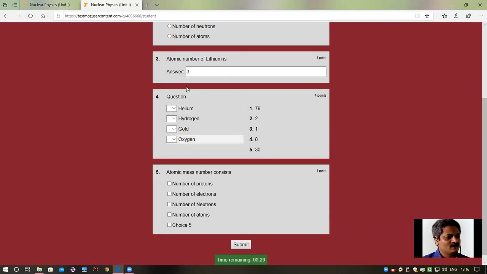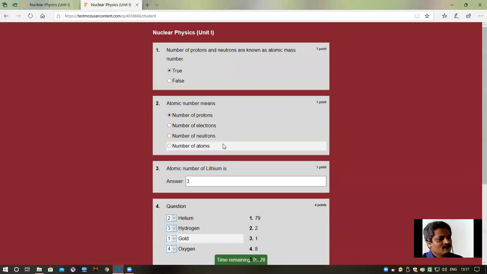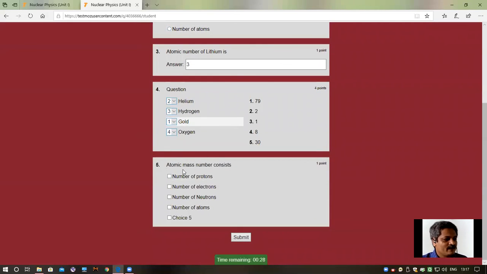Helium, this column is also shuffled. Atomic number of helium is 2. That answer is 2. Hydrogen is 1, that is on 3. Gold is 79, that is 1. Oxygen 8, that is 4. As a student, I solve this question paper. Atomic mass number consists of protons and neutrons.